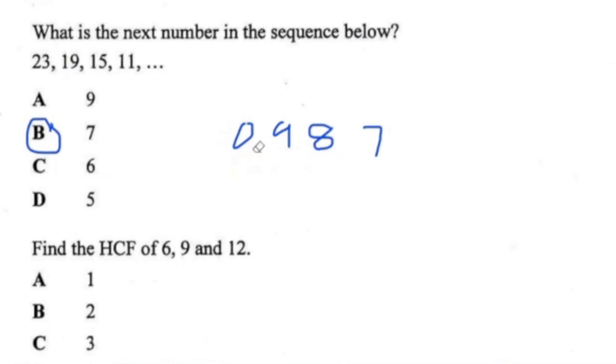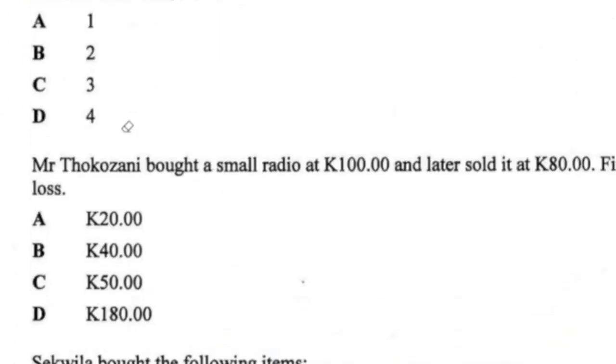So the next number is 7. Here what we do is just subtract 11 minus 4, which gives us 7, and that is the answer there. Okay, we go to the next question, which is 8.